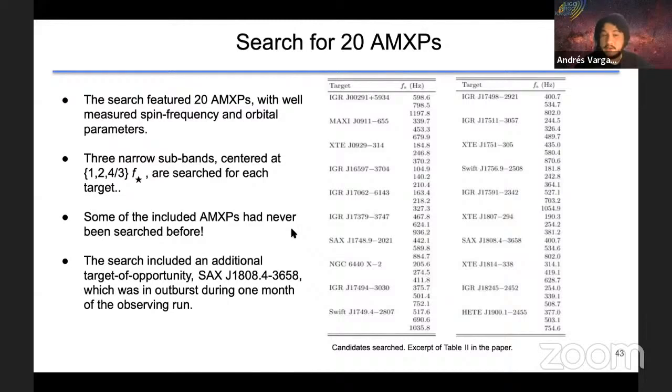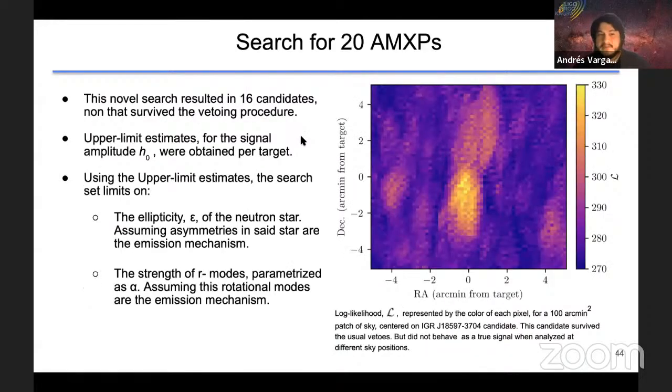And also it included an additional target of opportunity, SAX J108.4/3658, which was in outburst during 1 month of the observing run. To the right, we can see the table with the targets. Moving now to the next slide.